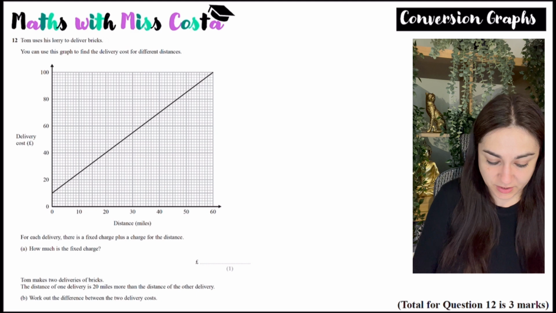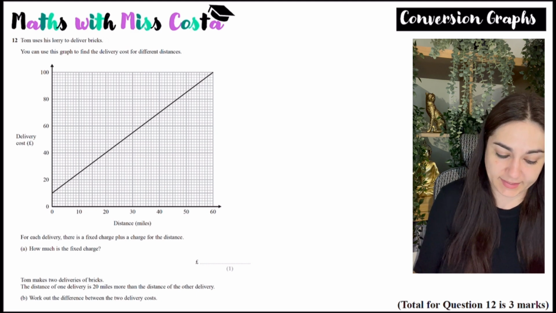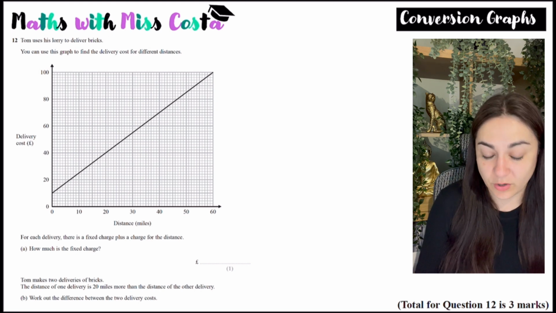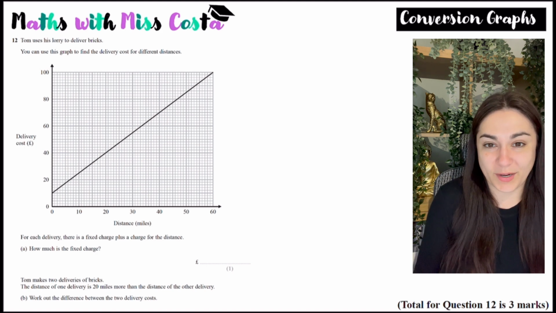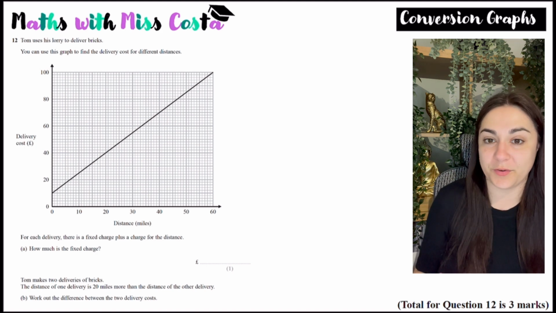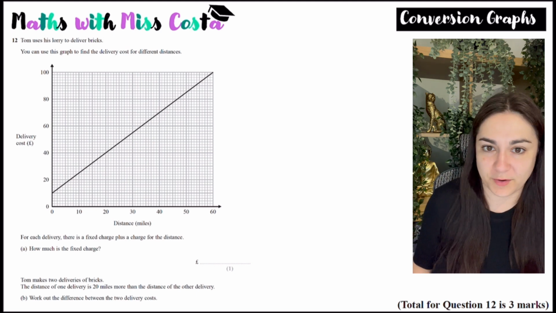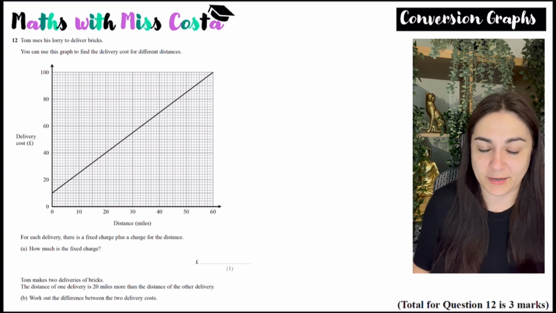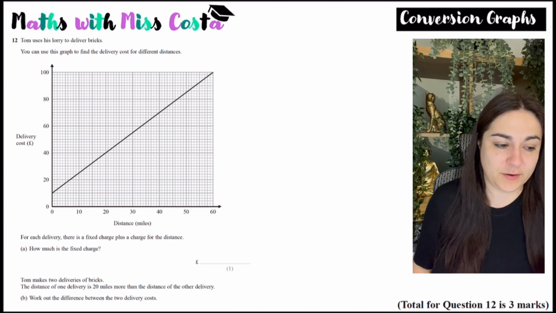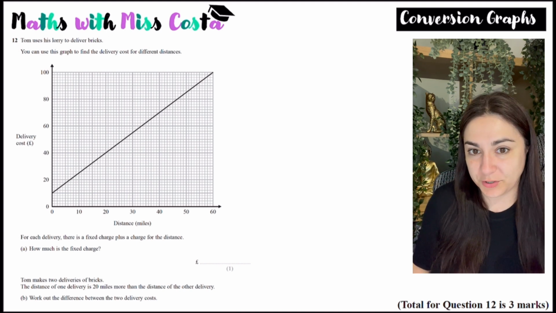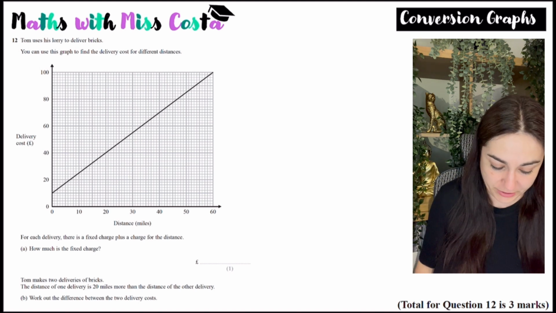Okay, next we've got a conversion graph. I'm told that Tom uses his lorry to deliver bricks. You can use this graph to find the delivery cost for different distances. This kind of question requires a little bit of real life knowledge. For instance, if you've ever got into a taxi, you might notice that it comes with, let's say, a £2.50 cost already, like you haven't even got in the taxi and it's charged you £2.50. That's called a call out charge. So even if you only go 1 mile down the road, it's still going to charge you that base rate of £2.50. It's just the initial charge that you're going to get charged regardless of how far you go.